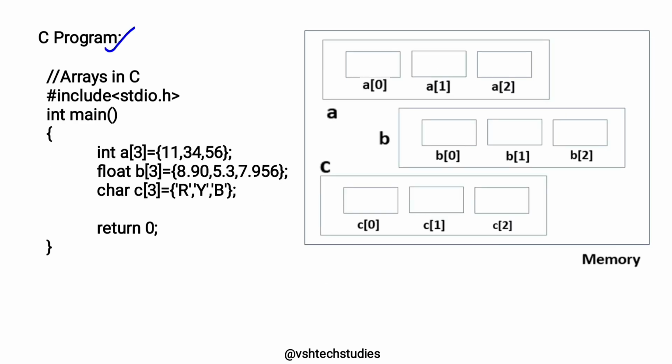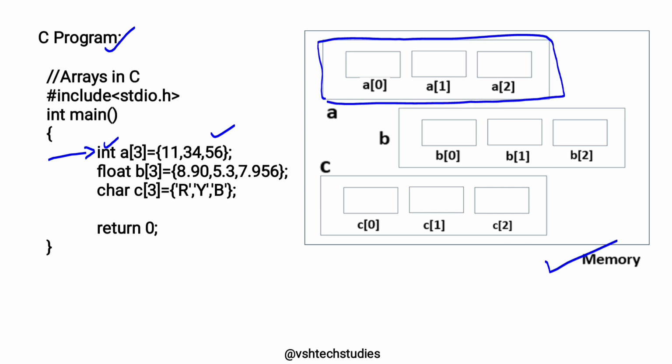So in the next C program we have three arrays, declaration and initialization. In the first one, an array A of size 3 is declared, which can store only integer type of data, and it is initialized with these three int values. So in memory we have array A, where three locations are there which are identified as A[0], A[1] and A[2]. As per this initialization, A[0] will have 11, next 34, A[2] will have 56.